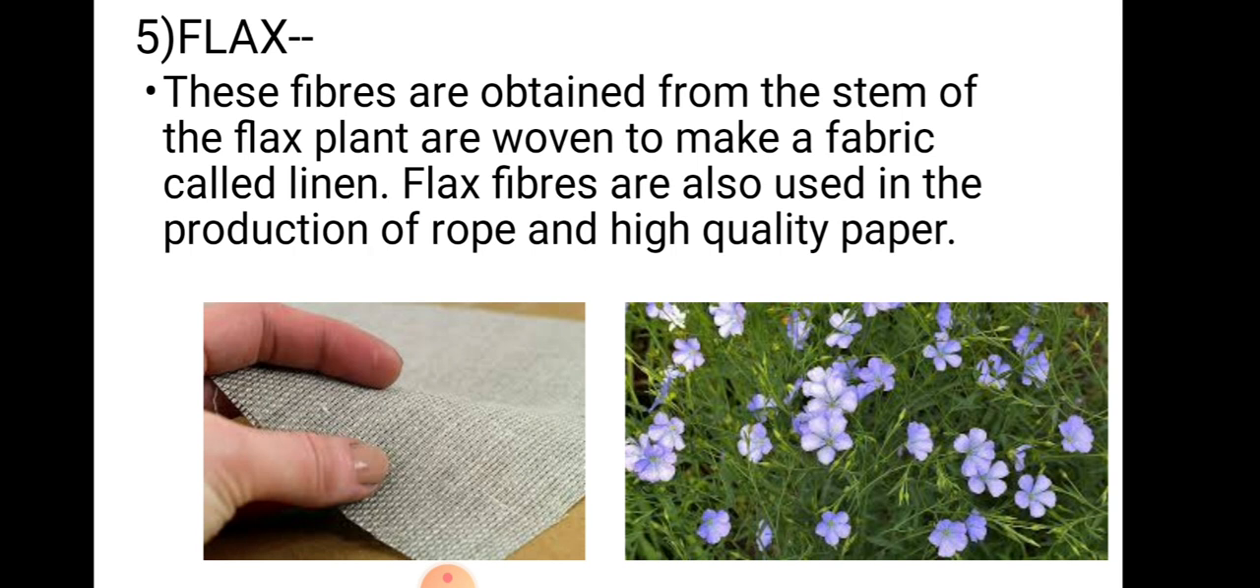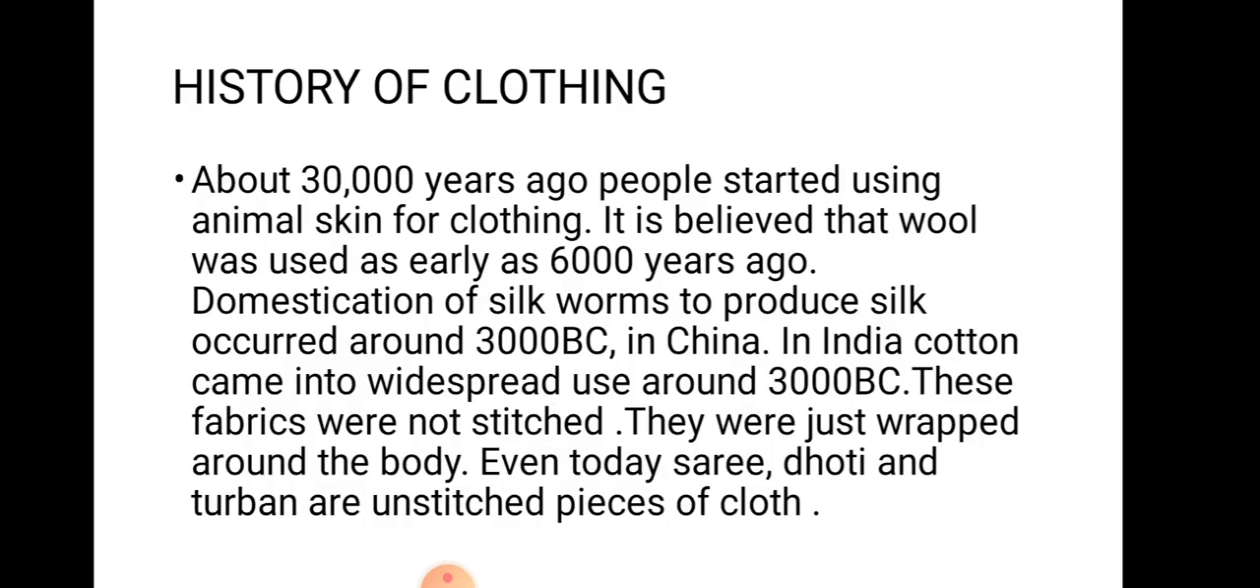Flax fibers are also used in the production of rope and high quality paper. Linen is a very common material we get. It is a type of cotton, but it is soft. The texture is smoother as compared to cotton. See the picture it is given. This linen is also used to make up a fabric, and the flax fibers are used in the production of rope and high quality paper.